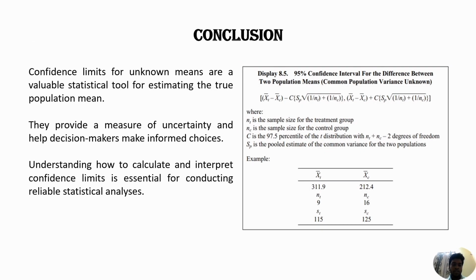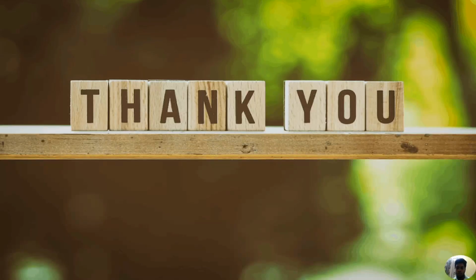Conclusion: confidence limits for unknown means are a valuable statistical tool for estimating the true population mean. They provide a measure of uncertainty and help decision makers make informed choices. Understanding how to calculate and interpret confidence limits is essential for conducting reliable statistical analysis. So this was all about the topic confidence limits for unknown means.